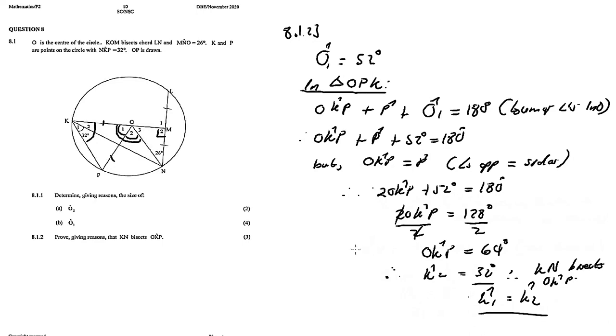Now we go to 8.2. Okay, now 8.2. In triangle ABC, F and G are points on sides AB and AC respectively. D is a point on GC such that D1 is equal to B.